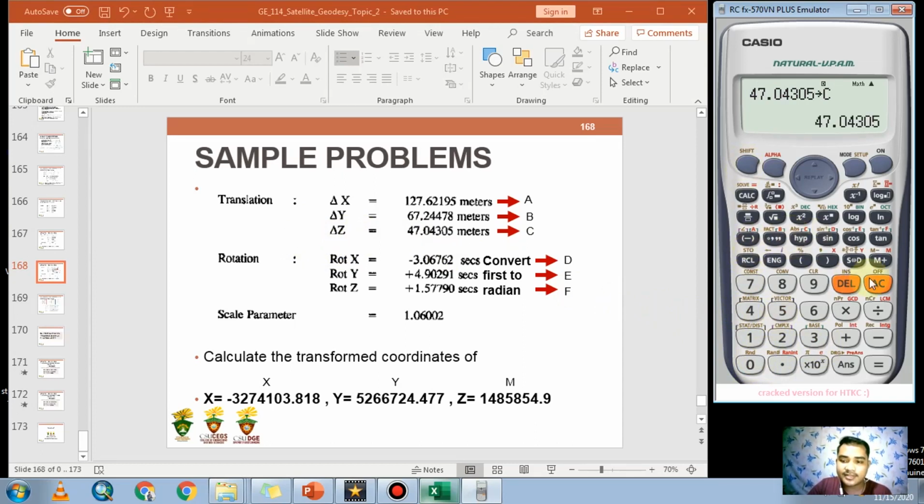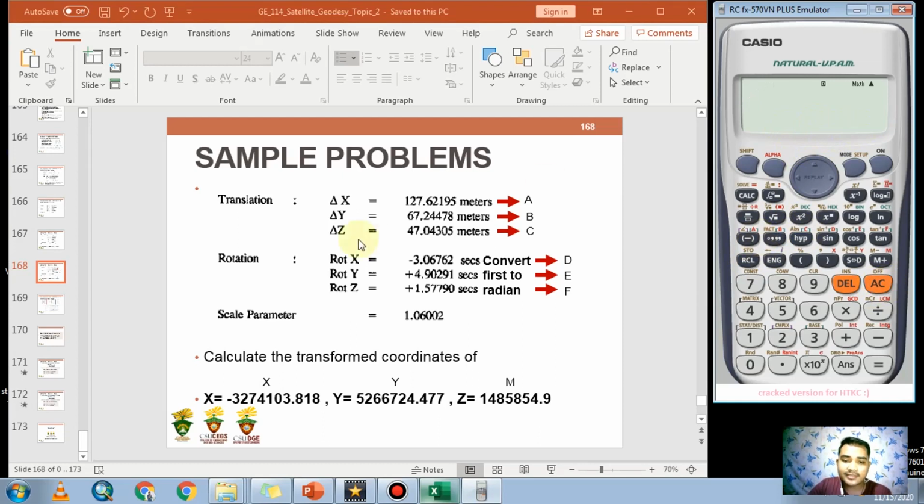Kung tan-awon nato kung sakto ba na store gyud siya, i-recall A lang siya. Muna siya ang value. Then recall B, muna siya pud ang value. Then recall C, muna pud ang value. Muna na ang value sa memory C.